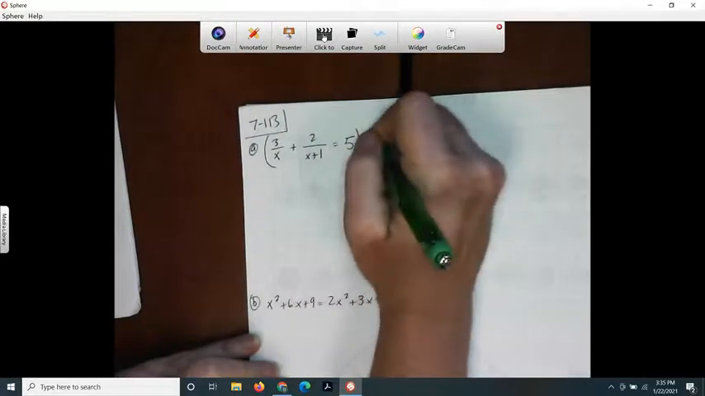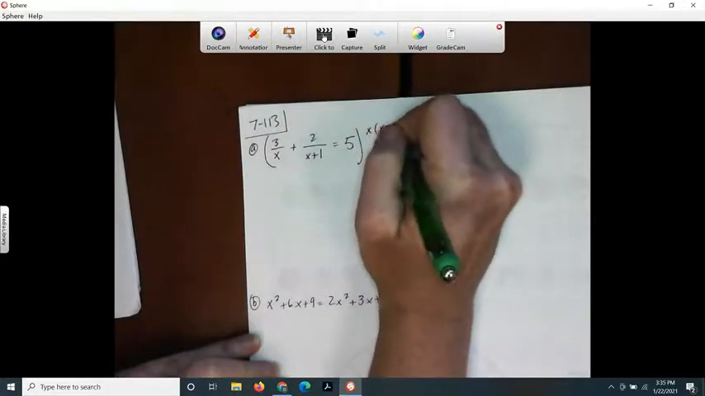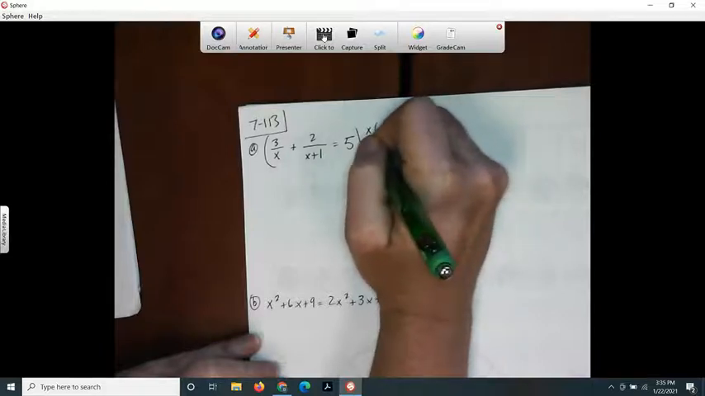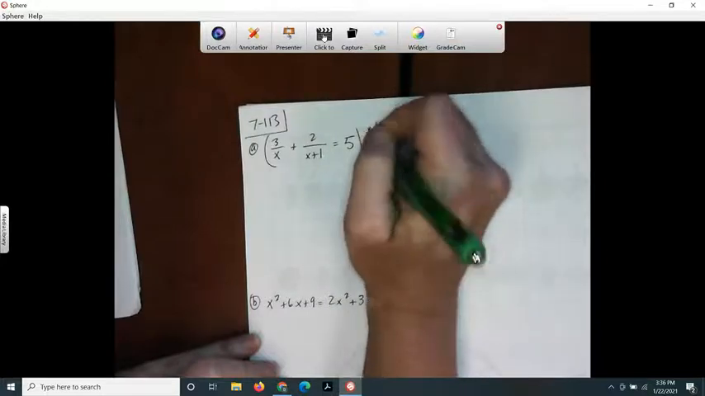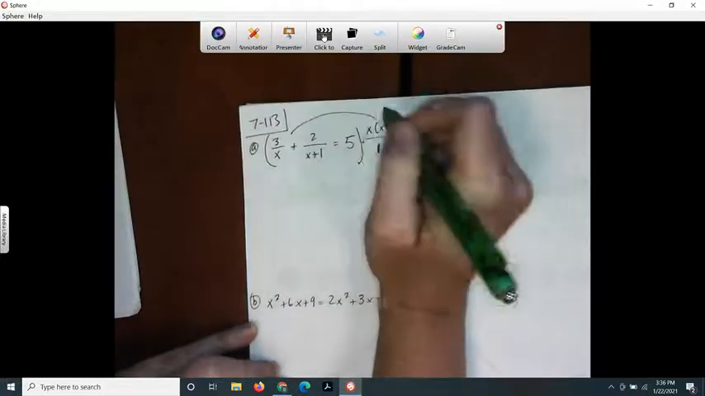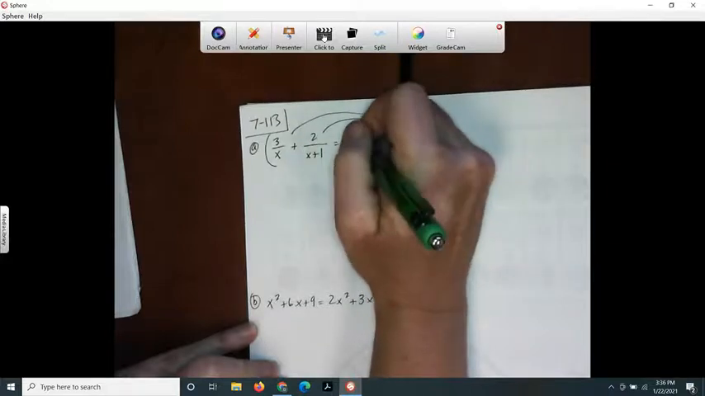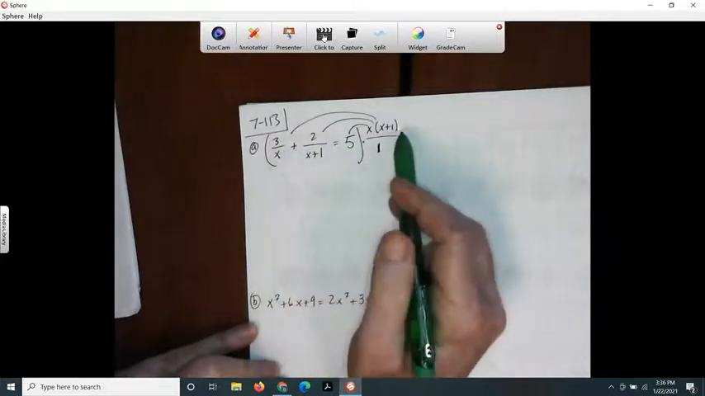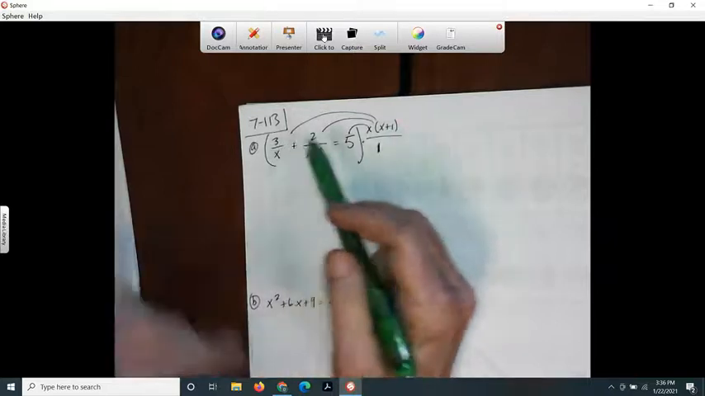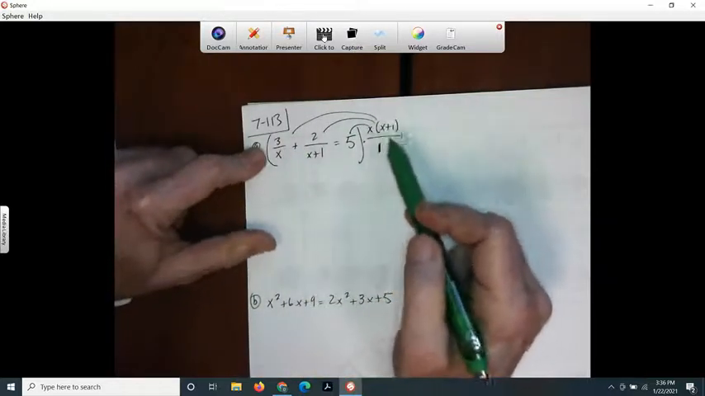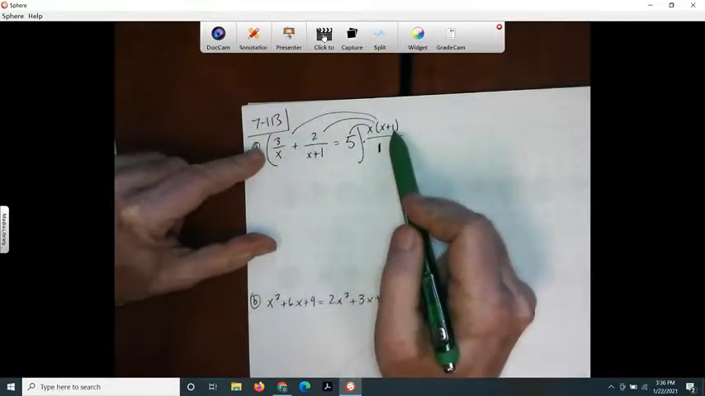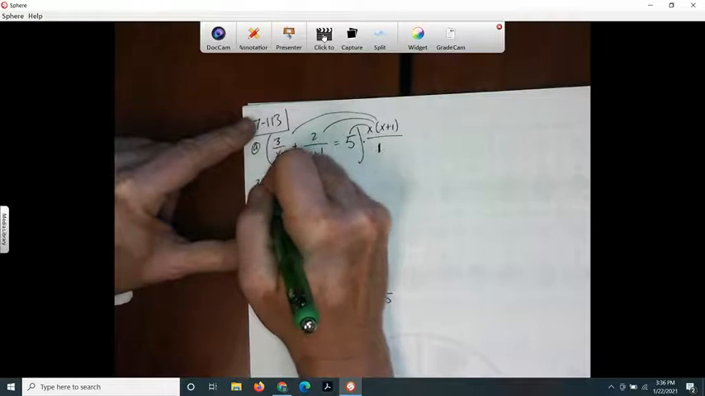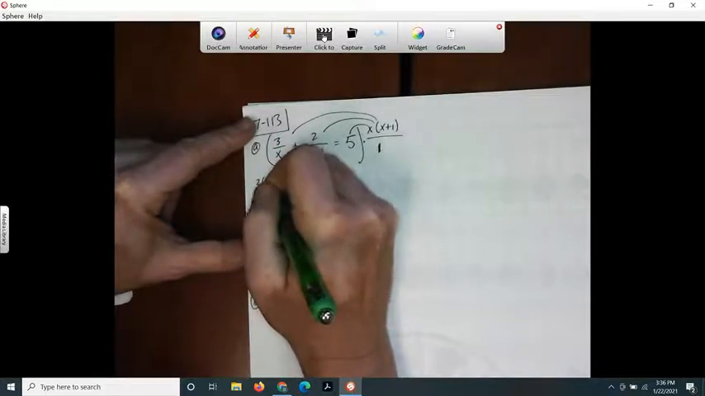So I think I'm going to multiply the whole darn thing by x times x plus 1, because that'll get rid of both of those denominators. So I'm going to multiply each of the three terms, the left-hand side and the right-hand side, by this fraction. So when I multiply this fraction by this fraction, these two x's cancel out, and I end up with 3 times x plus 1 for my first term. That's an x.